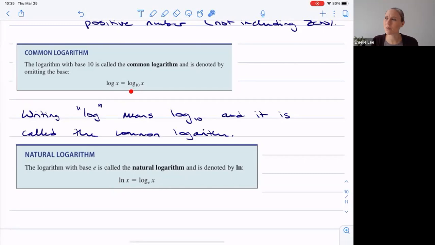The only fields that use log base 10 are, I think, sound, like sound engineering. Sound works in base 10. Computer programming works in base 2. We're not going to go there. But for most sciences, the log that we use is log base e.